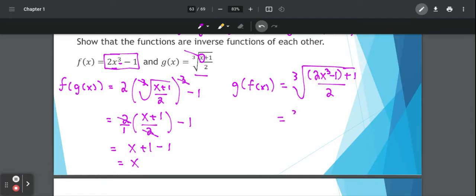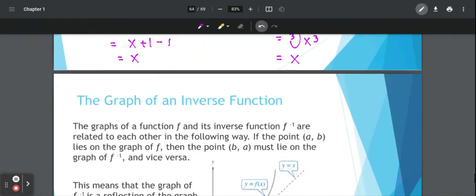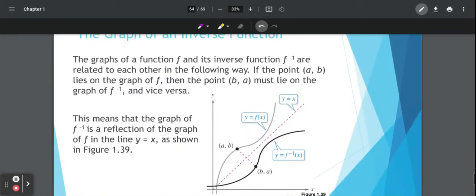And then we have to work to simplify. So this minus 1 plus 1 is 0, so you have 2x cubed over 2. The 2 simplify, so you have the cube root of x cubed, which just simplifies to be x. So then the next thing is the graph of an inverse.